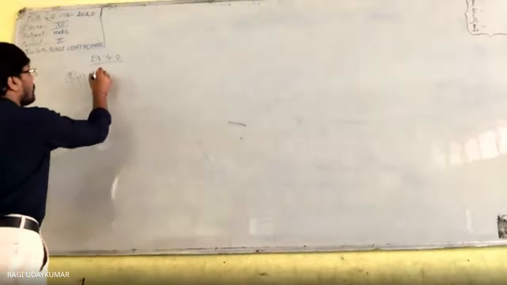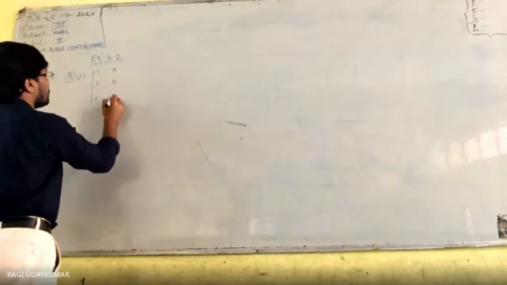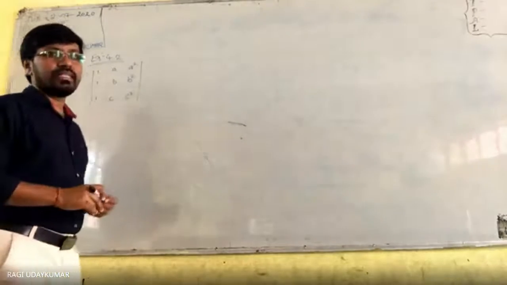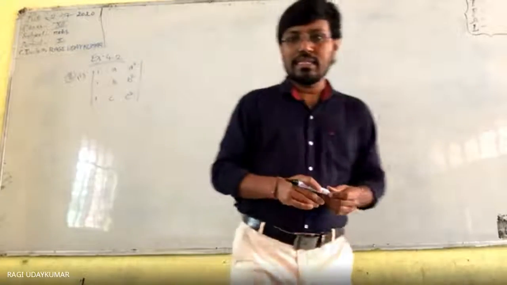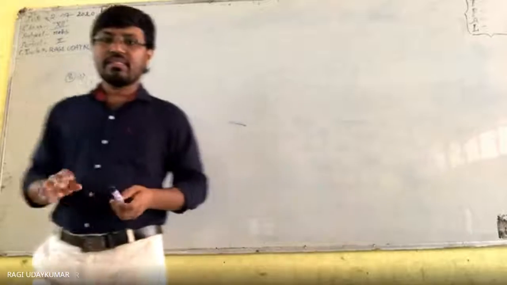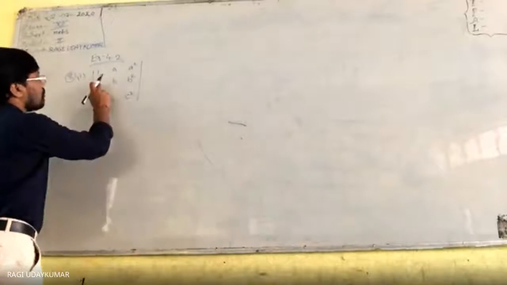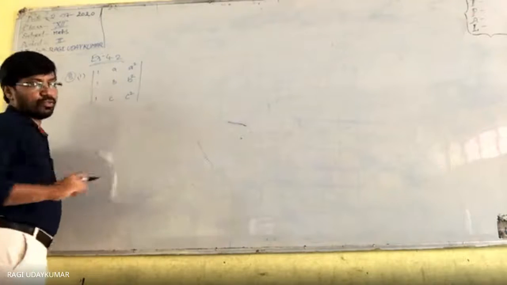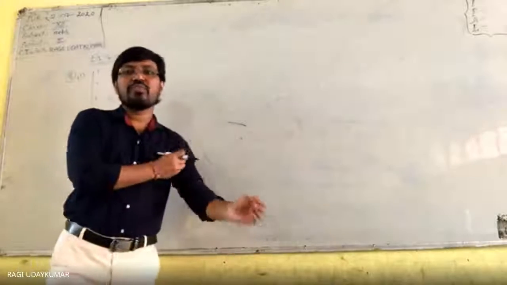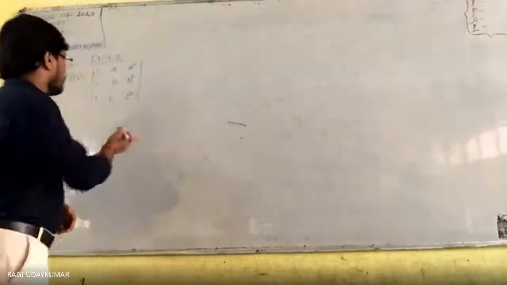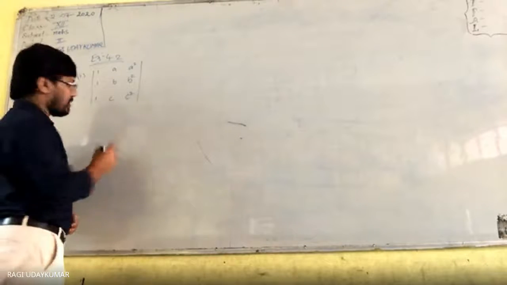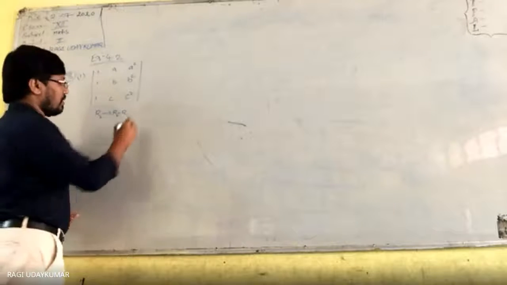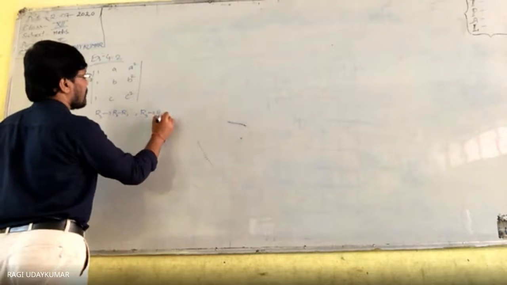The question is given to you that the determinant 1 1 1, a b c, a square b square c square is equal to a minus b into b minus c into c minus a. So whenever you are having like this, this one you make as a 0, this one you make as a 0. These two you have to make as zeros. So how can you convert them into the zeros by the transformations? Using the transformations, second row, first row subtract. R2 tends to R2 minus R1. R3 tends to R3 minus R1.